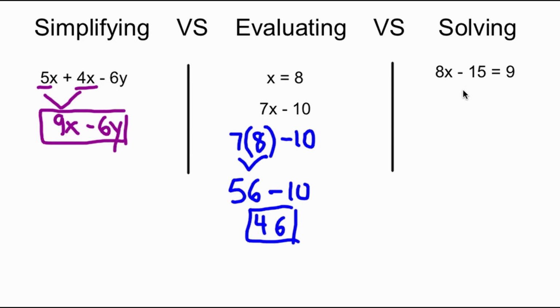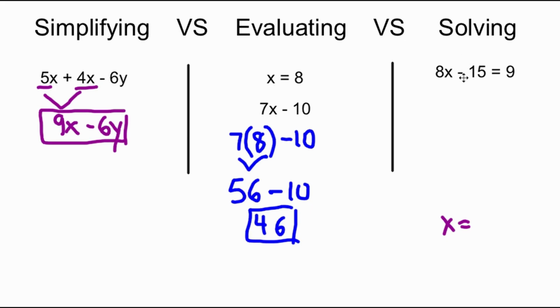Now for solving, we do not know the value of the variable, but we want to find out. That's why it's called solving. We're finding out what that x is. Now I'm going to go into further detail later on how to solve linear equations, but for now I'm going to quickly show you this just so that you can see the difference between simplifying, evaluating, and solving. For solving, as I said before, we need to figure out the x value. So what is x truly equal to? We can find out by separating everything away from the x, leaving the x all alone.